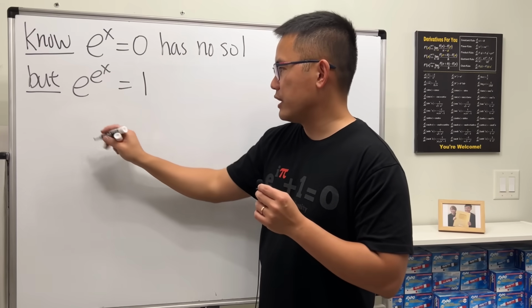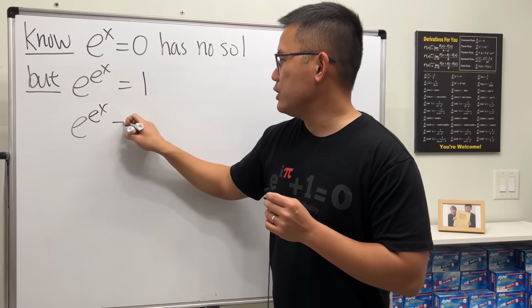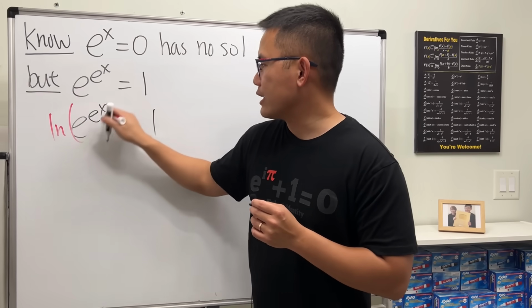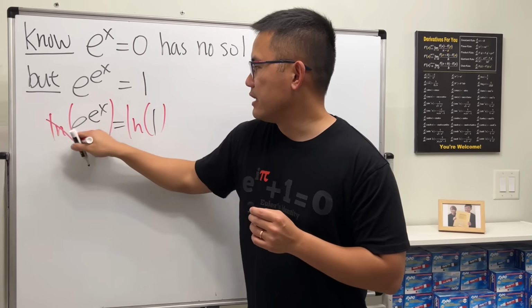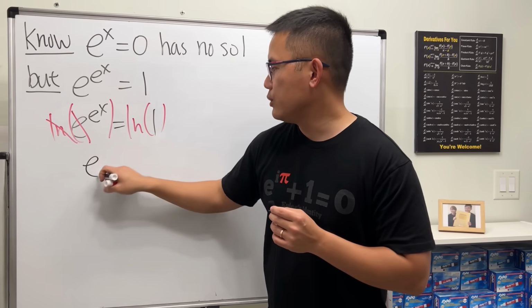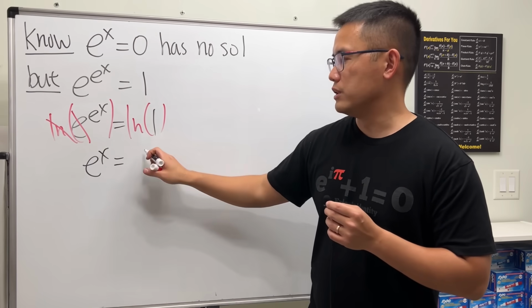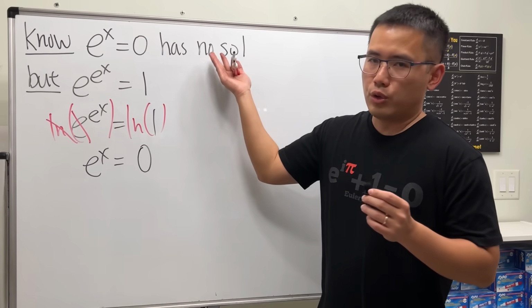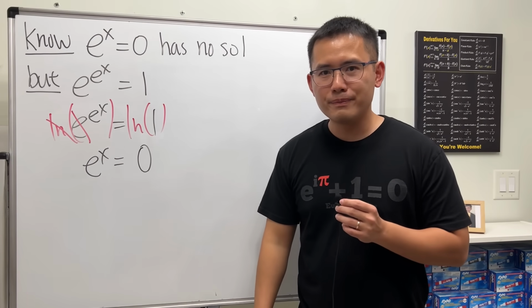Or you can also look at it like this. e to the x is equal to 1. Why don't we just natural log both sides? And then this and that cancel. So we just get e to the x is equal to ln 1, which is 0. So of course, this right here also has no solution, right?